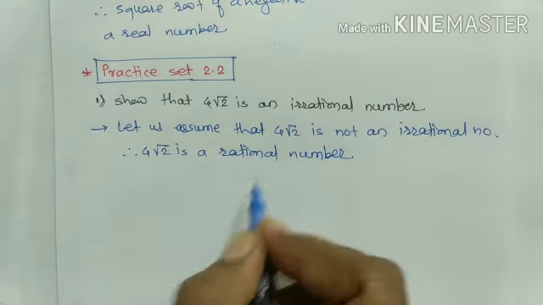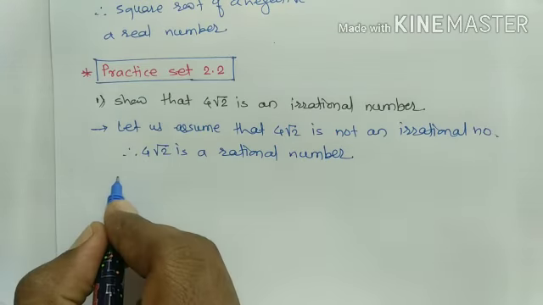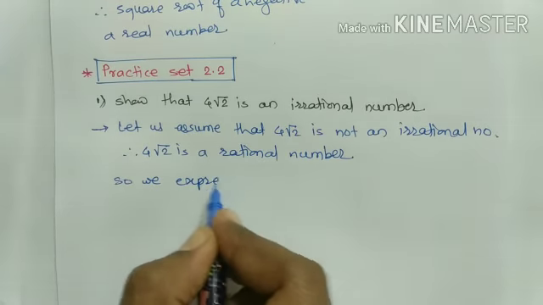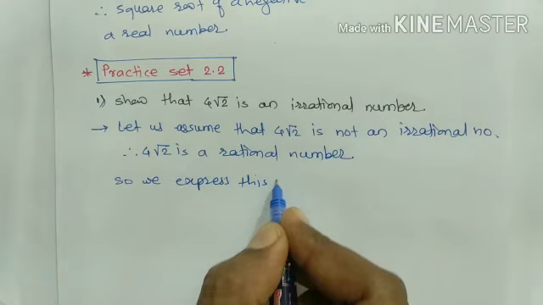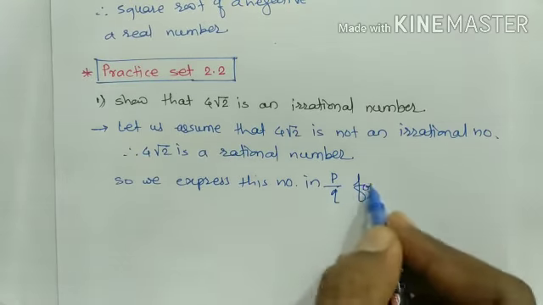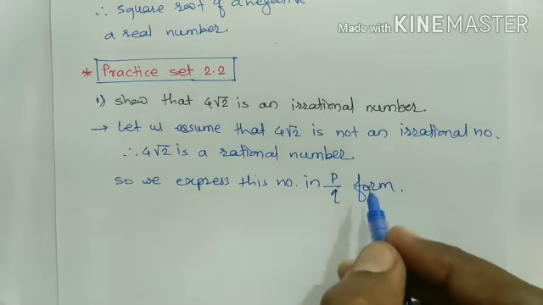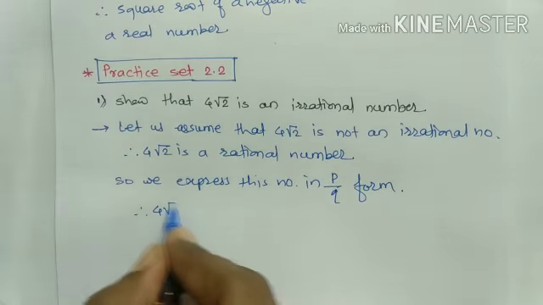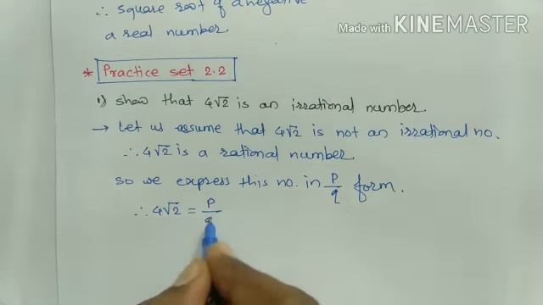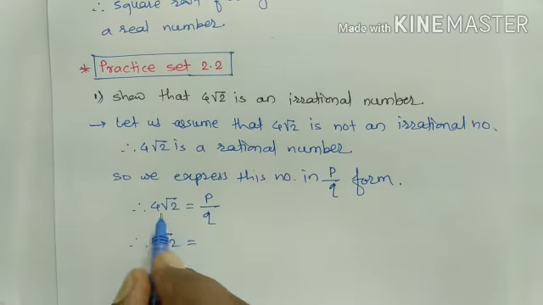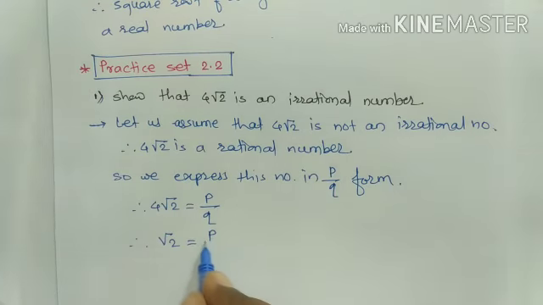Irrational नाही म्हणजेच तो कसा असला पाहिजे, रॅशनल असला पाहिजे. So we can express this number in P upon Q form, because every rational number we can represent in P upon Q form, and therefore this 4 root 2 equals P upon Q, and therefore this root 2 equals, side change केल्यावर divide by होईल, P upon 4Q.